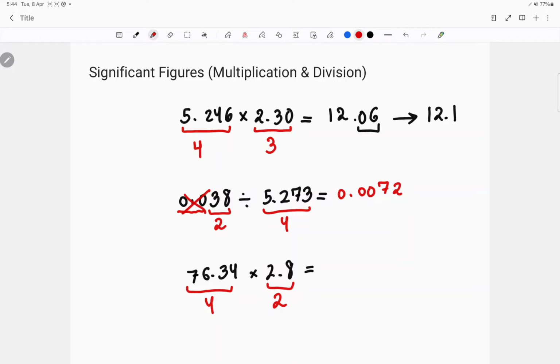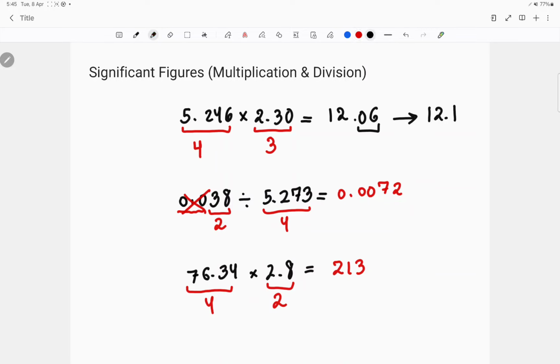For my next example, here I have 4 sig figs and here I have 2 sig figs. I must end up only with 2 sig figs, end up with the least. So I'm going to end up with 213.752. I must only make that into 2 sig figs. Now, what I will do is I will be basically erasing anything after the point. In fact, I'll take the point away, right?